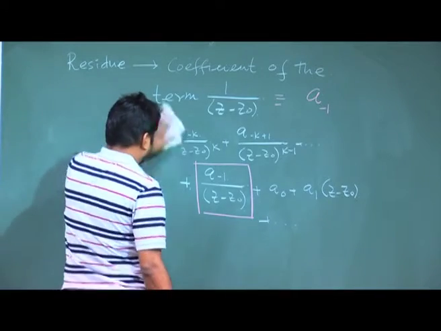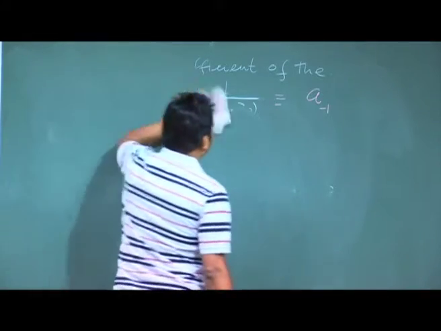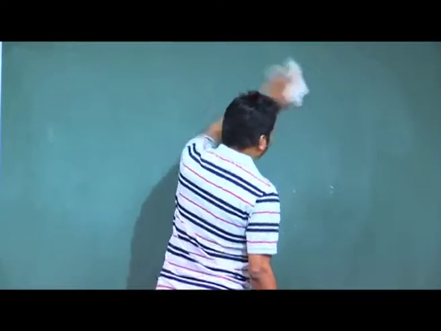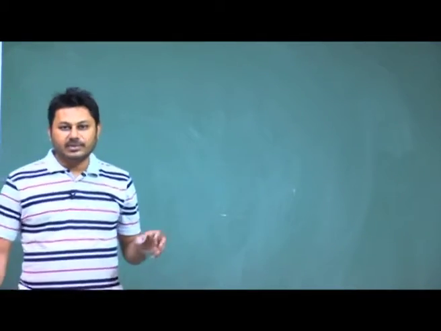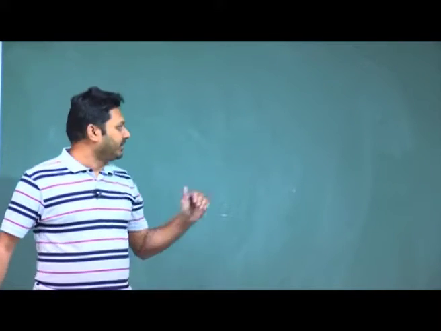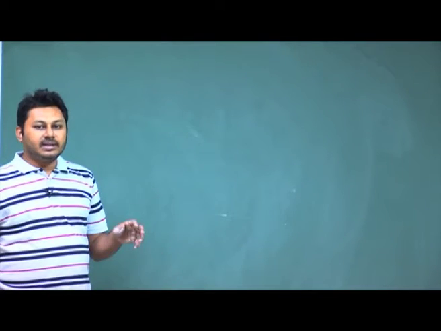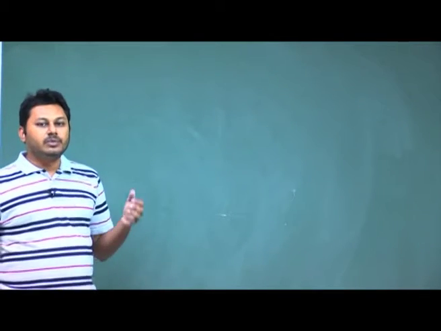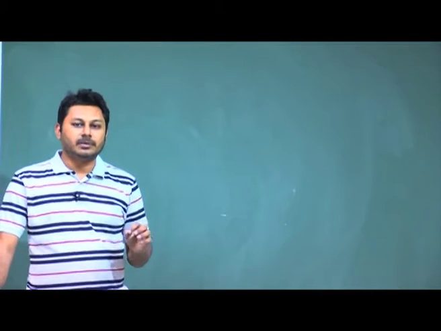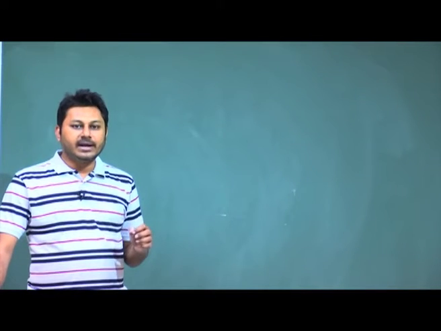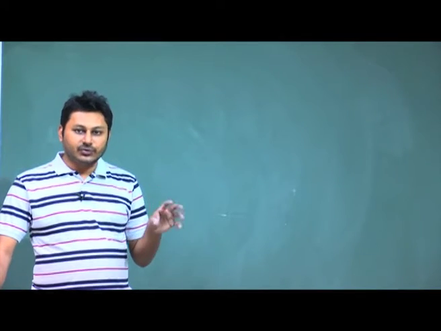So, now I have defined what the residue is. It is nothing but the coefficient of 1 divided by (z minus z0). If I expand a series in terms of Laurent series, there will be an analytic part and a principal part. The last term of the principal part, which contains 1 divided by (z minus z0), has the residue as its coefficient.